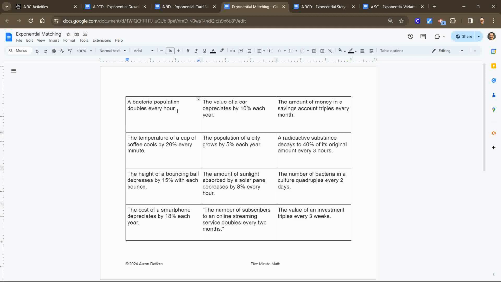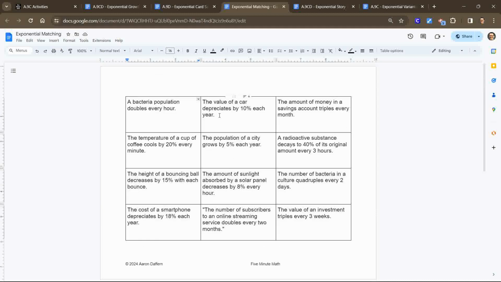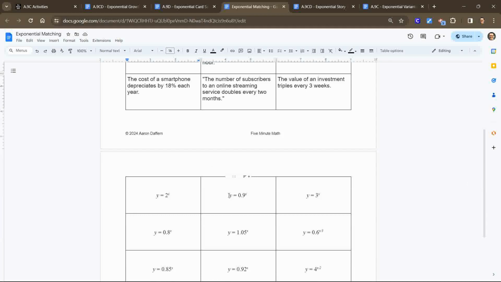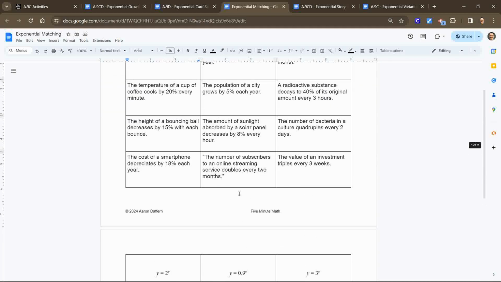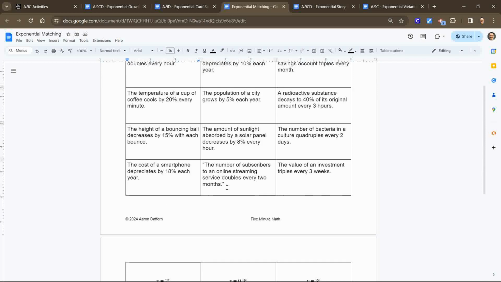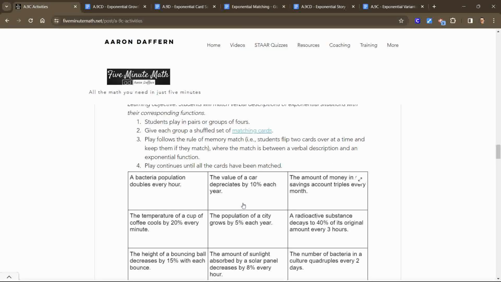So a bacteria doubles every hour, so it's y equals 2 to the x power. Okay, and so the value of a card depreciates by 10%, right? So then we got y equals 0.9 to the x. You notice we're not necessarily working with an initial amount. We're just trying to find a function. The a is just not there, it's just b, the scale factor, to the x. But we're really trying to keep it short and simple and do a memory match because if you get too much, it's going to be kind of hard to keep these in mind.